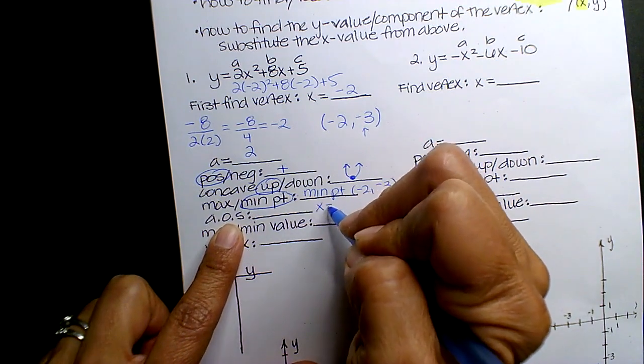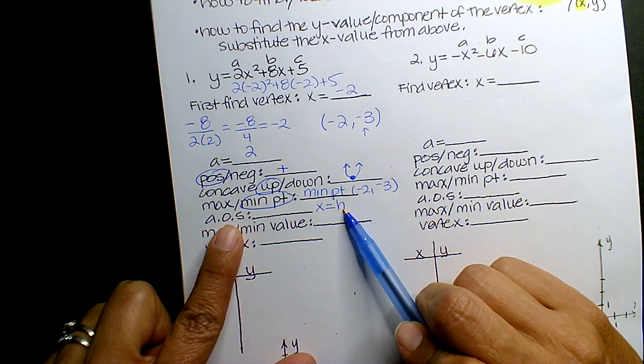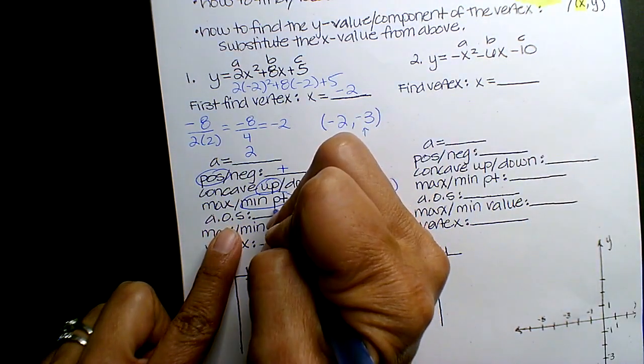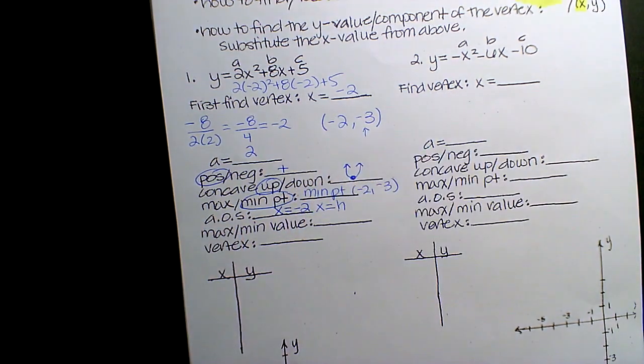What's your axis of symmetry? It is always that dashed vertical line that is the h value of your vertex. It's the vertex, so it's negative 2. So this is not just negative 2, it's x equals negative 2.